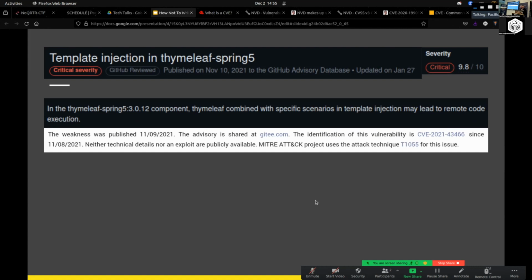And there's another thing here. The weakness was published on August 9th, November 9th, excuse me, and it has since been removed, such that neither technical details nor an exploit are publicly available. I looked through this and I could not find any evidence of whatever these specific scenarios were. Any proof? Nothing. They had all been purged from the internet. There was a link to a supposed POC that existed, but it's not there anymore.